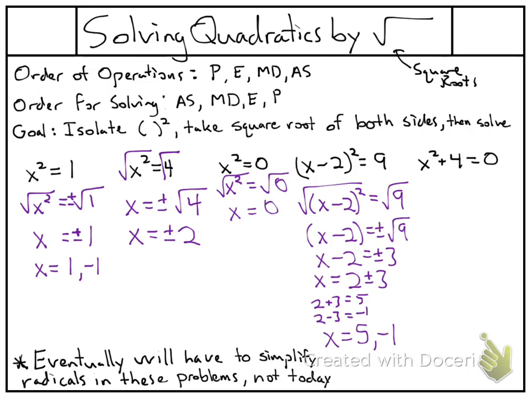Now when it's a plus or minus and it's a numerical value, you need to simplify out to find the two solutions, in this case 5 and negative 1.